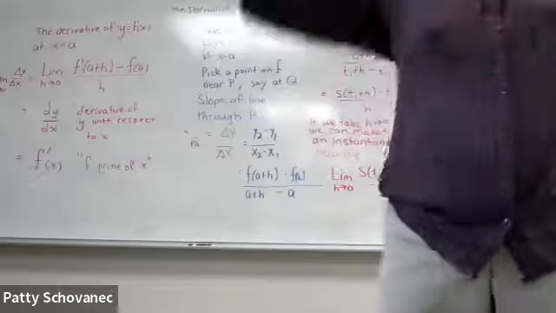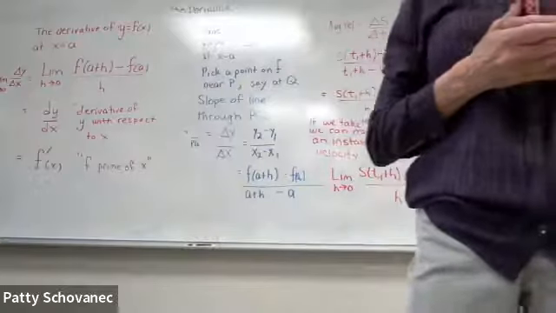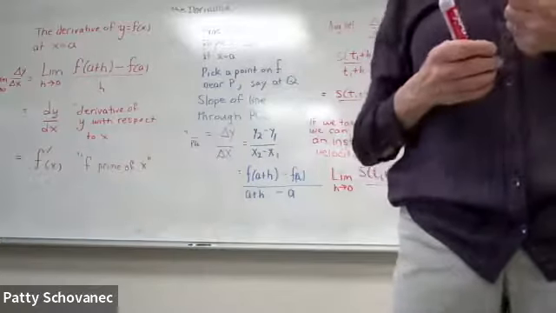Draw me the graph of y is equal to x squared. It's a parabola that opens upward. It's steeper, say, at x is 4 than it is at x is 1.